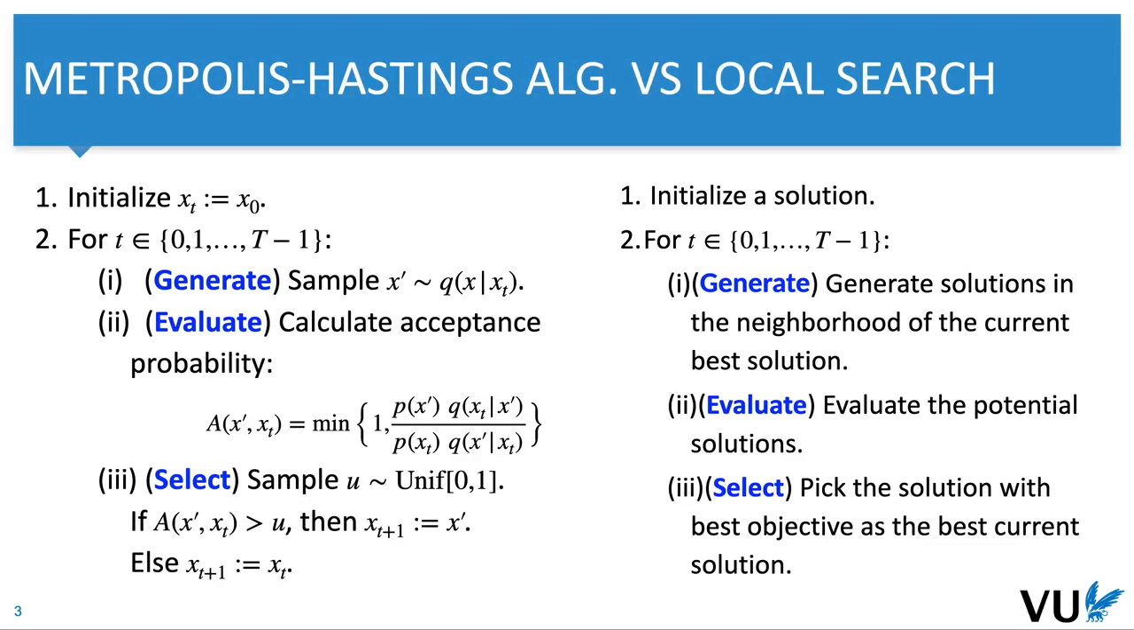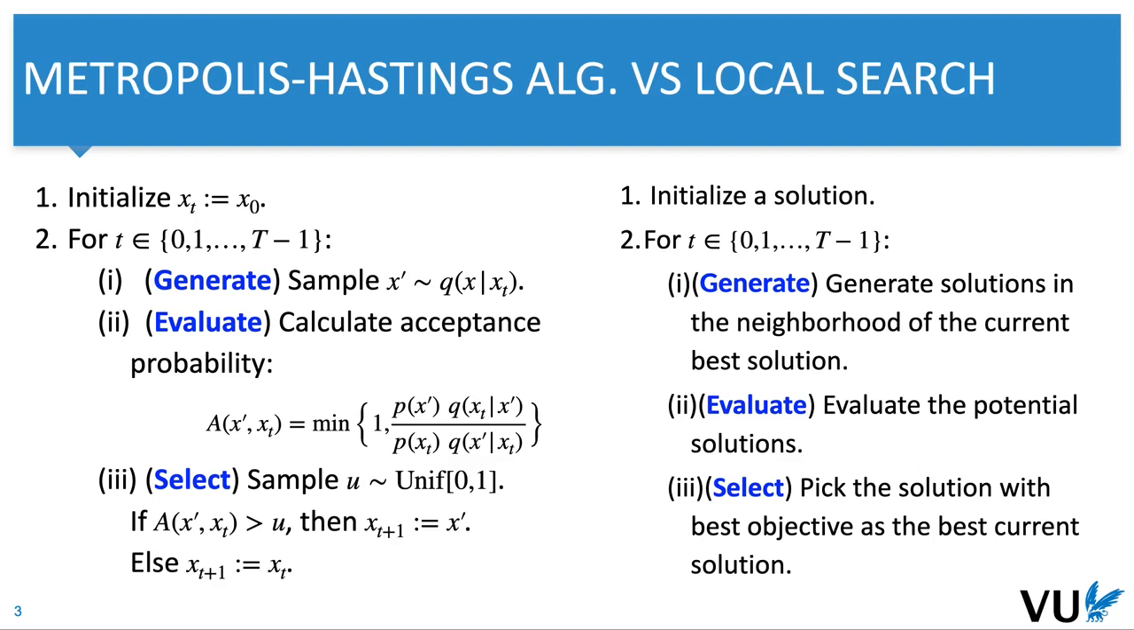And so a quick recap on Metropolis Hastings and local search. On the left, we have the Metropolis Hastings algorithm. And I hope we remember that we have 3 main steps. In the first step, we generate a new sample from a proposal distribution. Then we evaluate this new sample and we calculate the acceptance probability. So in other words, if we go from one point to the other, is it better in the sense of the probability distributions or objective function?